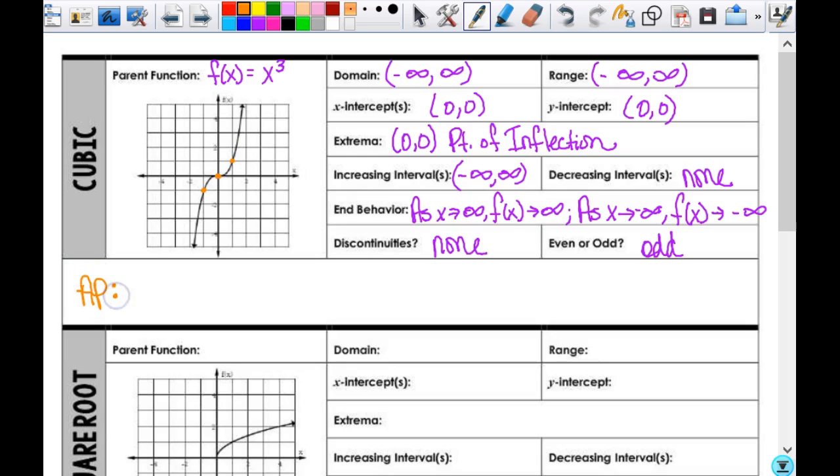So your anchor points here are going to be, we're going to do this horizontal again. I'm not going to start at -1. Where would I actually start? -2? And if x is -2, what's y?